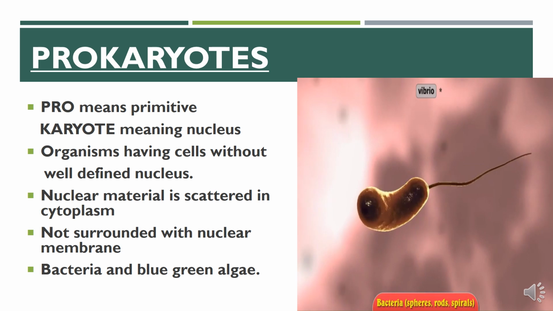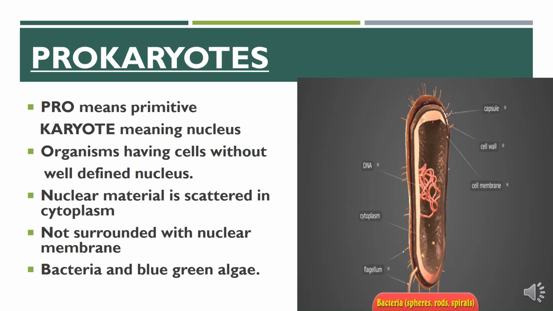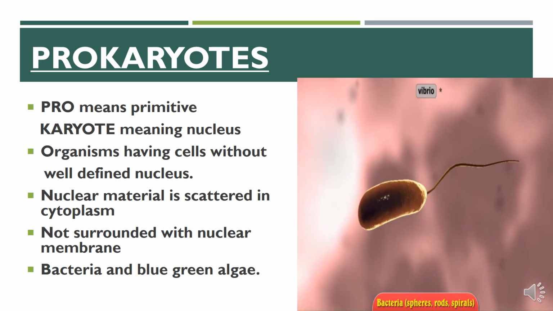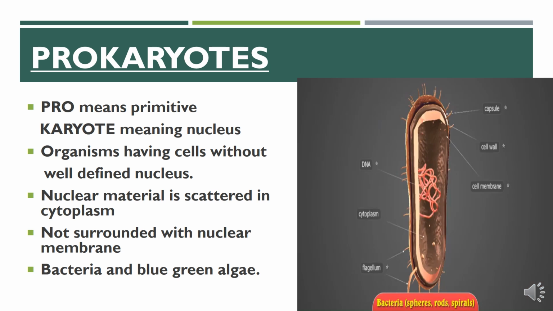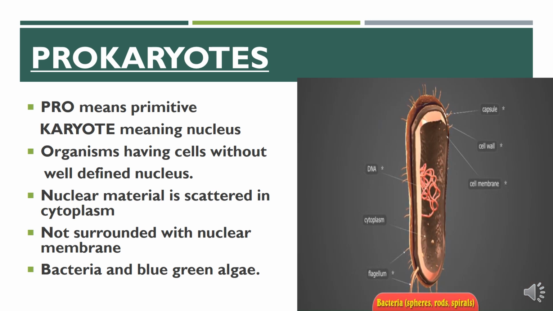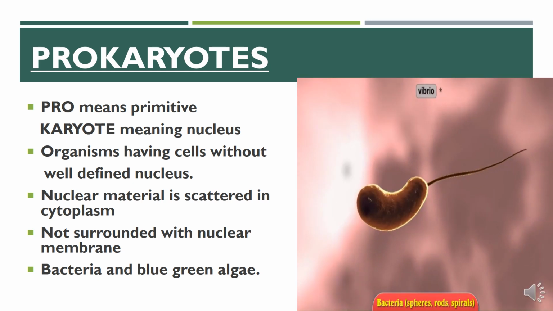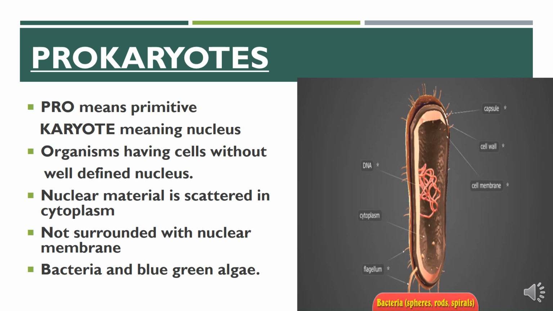So this nuclear region is a poorly developed region containing only DNA. ना इसमें nucleolus है, ना nuclear membrane है, ना nucleoplasm है. So this nucleus is not at all properly developed as in eukaryotic cells. So this kind of nucleus is called nucleoid and the organisms are called prokaryote.